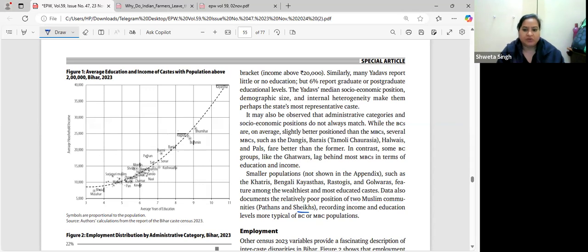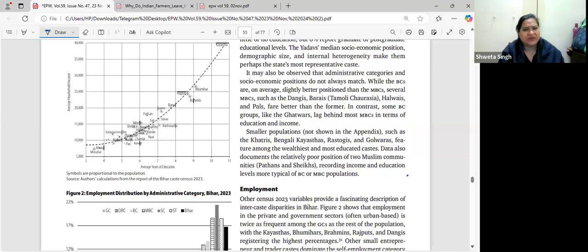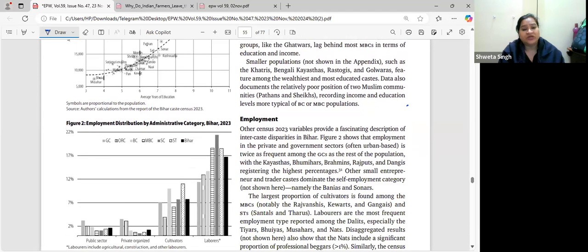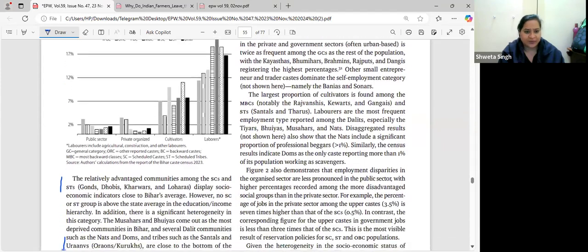All right. So Muslims don't get SC reservation, but they do get OBC reservation. Here, these people are not getting OBC reservation, I mean when we talk about Pathans and Sheikhs. But we can see that despite having relatively better income and better education than other Muslims, their condition is relatively inferior compared to the general community Hindus. That's another data insight that we get.